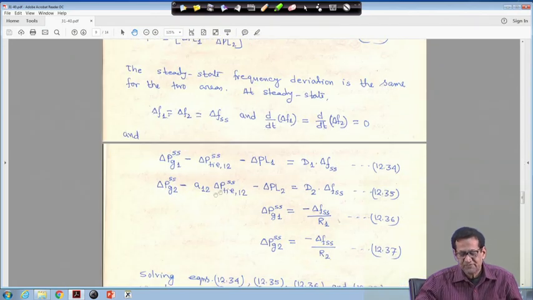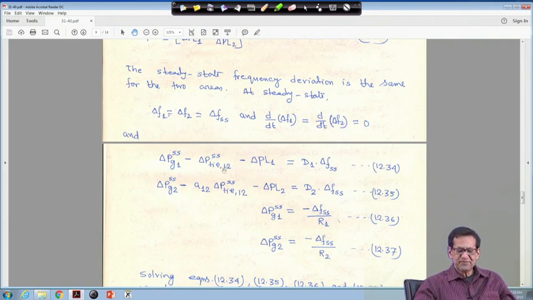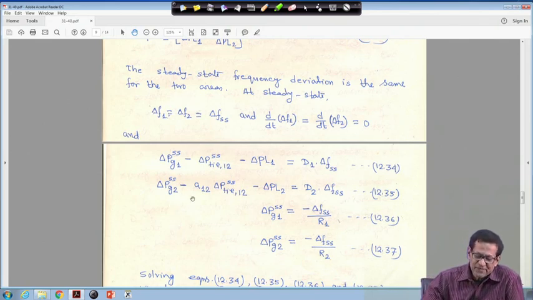then this equation we can write as delta Pg1 steady state minus delta Ptie12 steady state minus delta PL1 is equal to d1 into delta F SS. The delta Ptie12 SS from the right hand side has been brought to the left hand side. So, this is equation 34. Similarly, for area 2 it will be delta Pg2 SS minus A12 delta Ptie12 SS minus delta PL2 is equal to d2 into delta F SS, right, because delta Ptie21 is equal to A12 delta Ptie12.